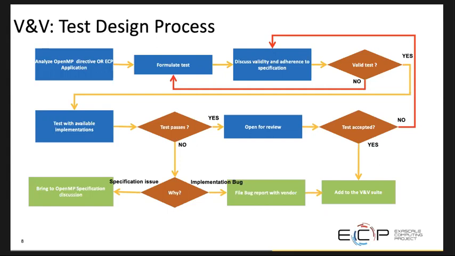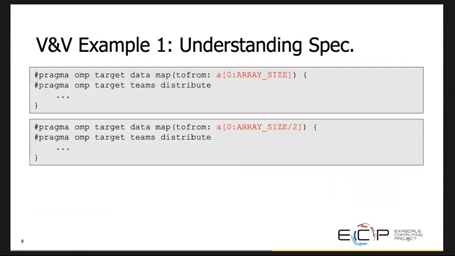If not, our test is correct, we have understood it correctly, but the implementation is giving us wrong results. That means it's an implementation bug, and we file a report with the vendor. And through this precise process, many vendor bugs have been resolved. So once we have a pass, we open it up for review for the community. And then once the test is accepted, we add it to our VNV suite. So what are some of the examples that we have seen which have been interesting while developing this VNV?